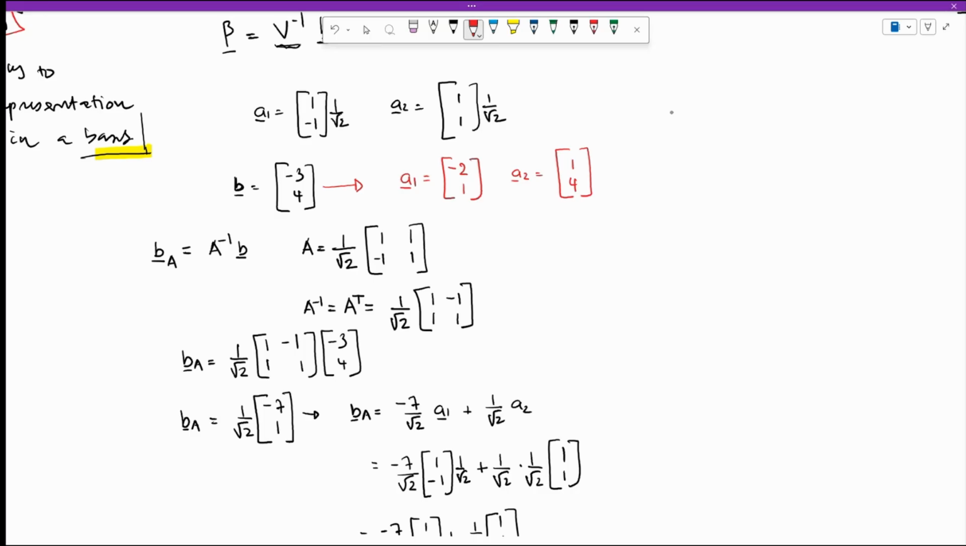So if I form a matrix A, it will be minus 2, 1, 1, 4. I cannot simply take the transpose to find the inverse. I have to do the work to find the inverse. We've never really talked about how to find the inverse of a matrix.